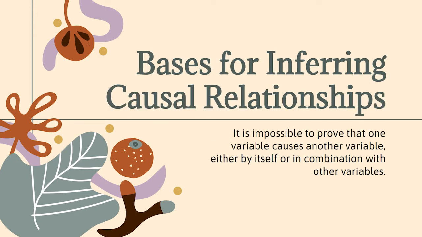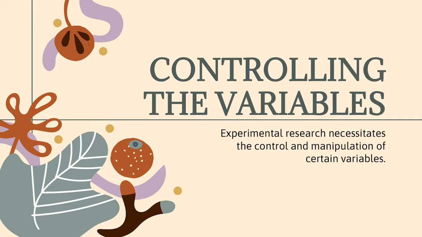Basis for inferring causal relationships. It is impossible to prove that one variable causes another variable, either by itself or in combination with other variables. As a result, researchers normally have to infer a causal relationship between two or more variables based on the data gathered. Controlling the variables. Experimental research necessitates the control and manipulation of certain variables. True experimental manipulation also requires the use of at least one experimental group and one comparison or control group.